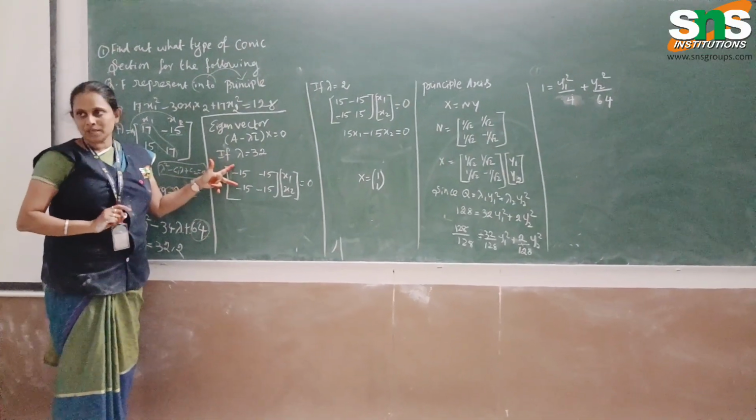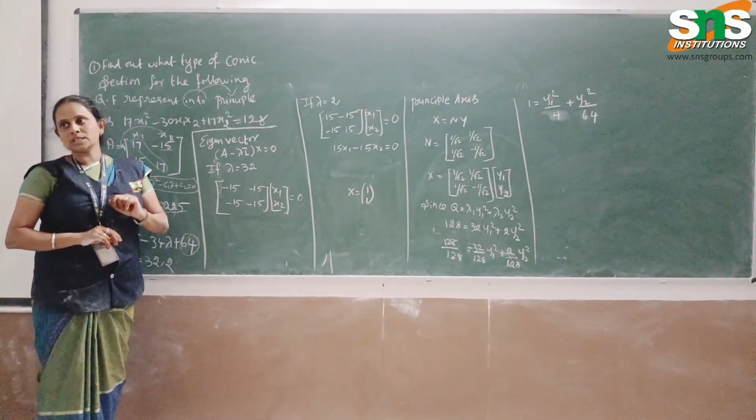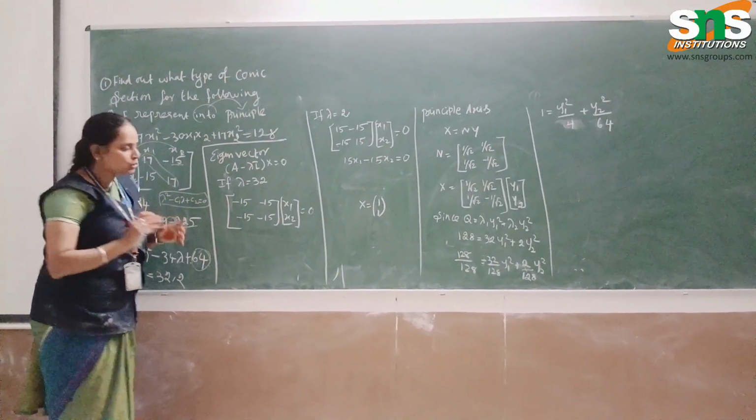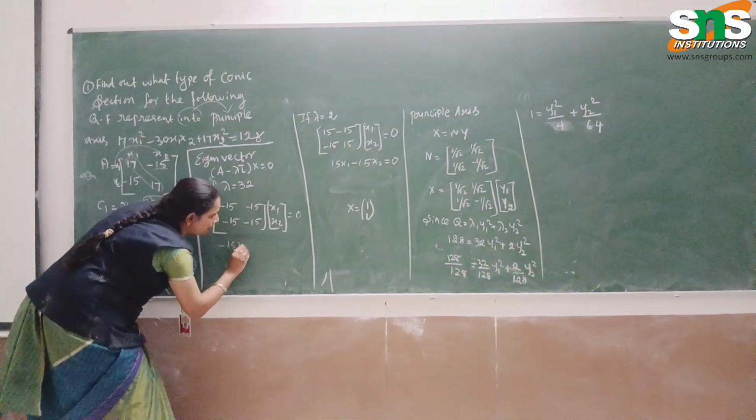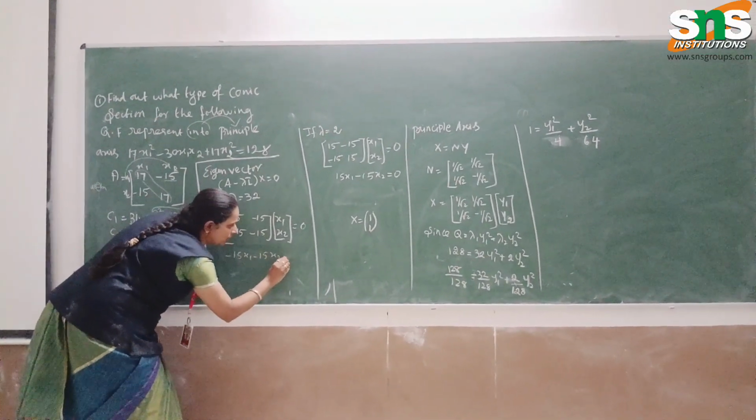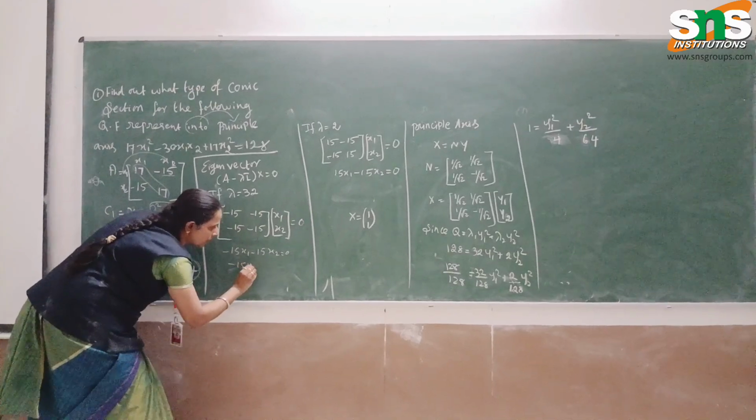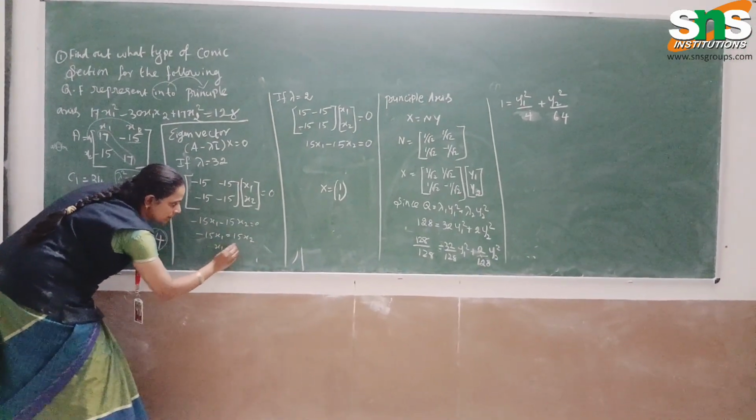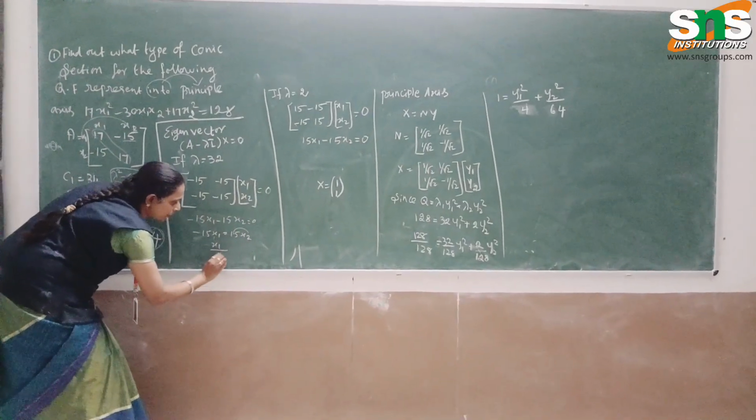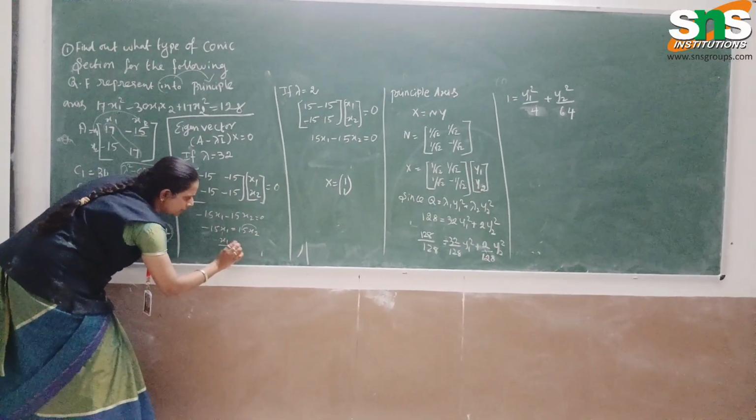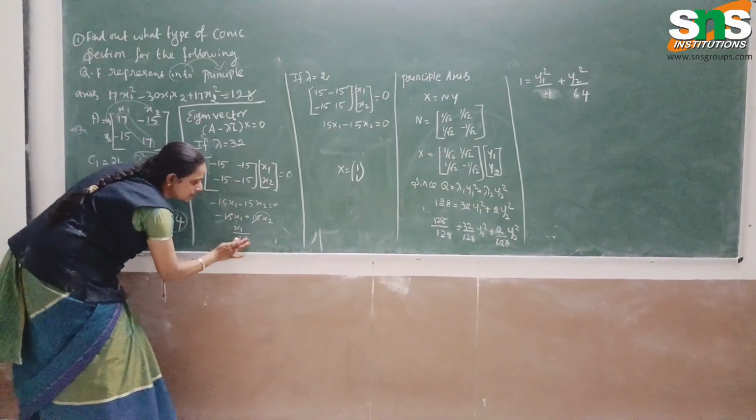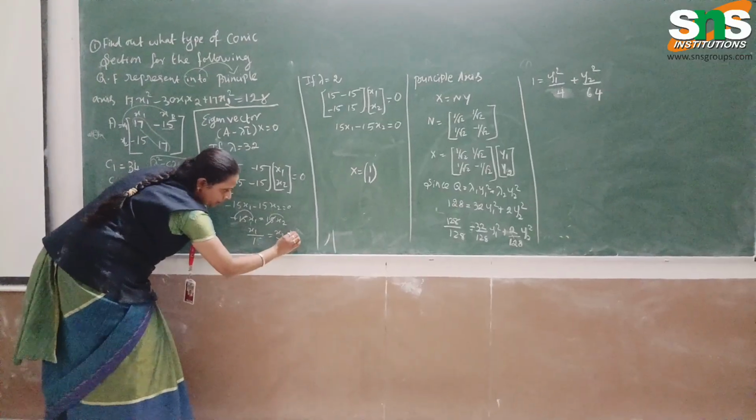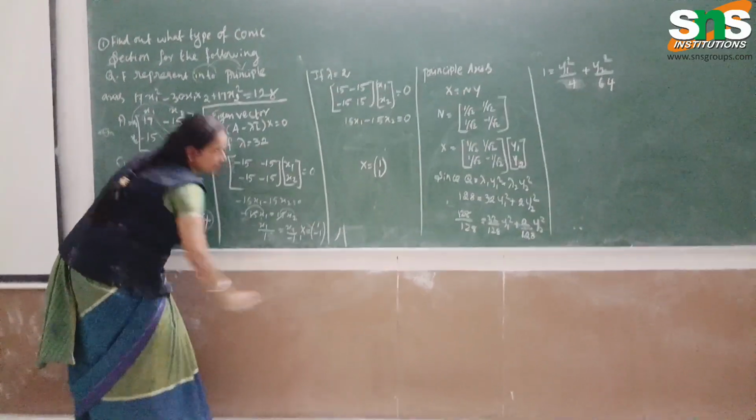Then we see the two equations are the same. If the two equations are the same, we take the substitution method. So minus 15 x1 plus 15 x2 is equal to 0, so 15 x1 equals 15 x2. Here the 15 gets cancelled, so we simply write 1. The eigenvector is 1, 1 for lambda equal to 32.